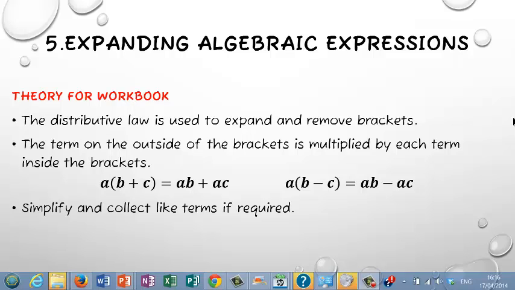Now sometimes in questions you may have 2 sets of brackets or more to expand. We need to always look at our answer at the end and see if we can simplify by collecting any like terms. That's always an important step. Look at your answer, see if you can do anything more to it. Okay, let's have a look at a couple of examples.